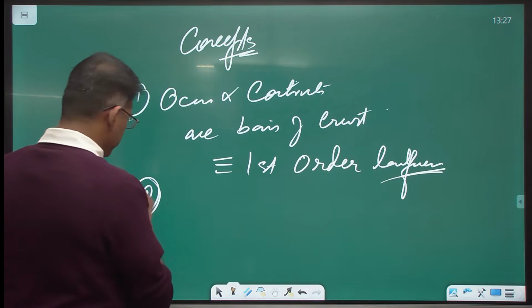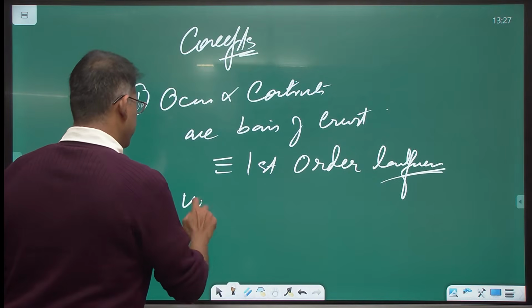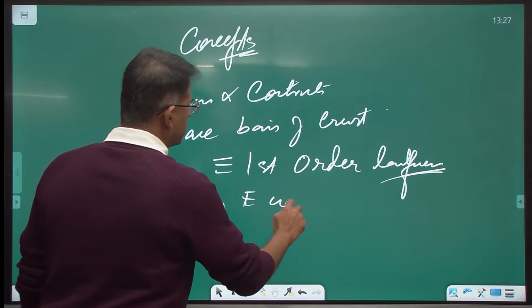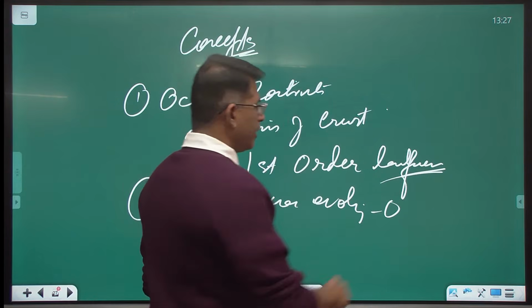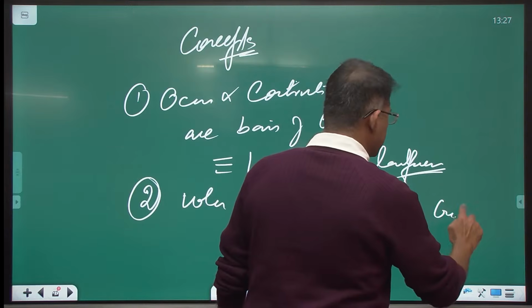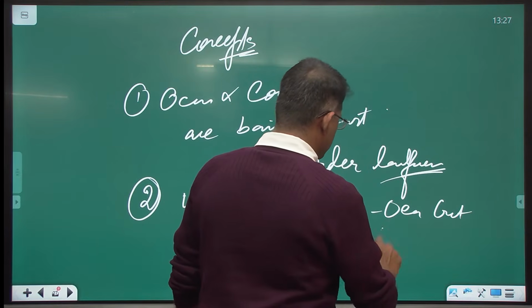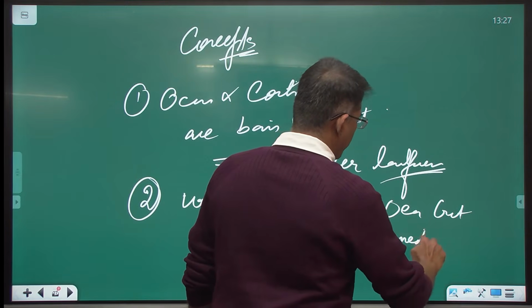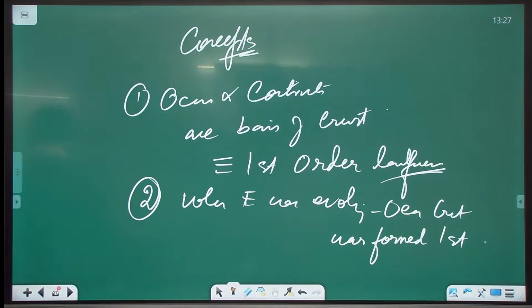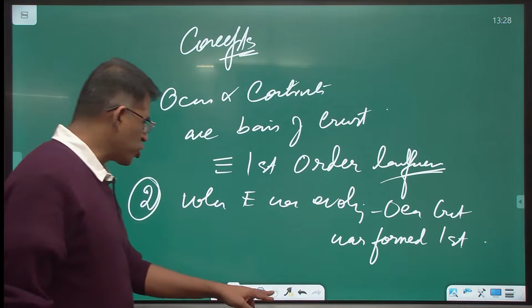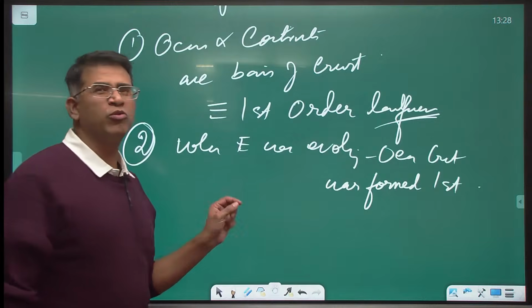Second, when Earth was evolving, the ocean crust was formed first. Why? How? We just accept for now. The oceans are fundamental to the crust formation.